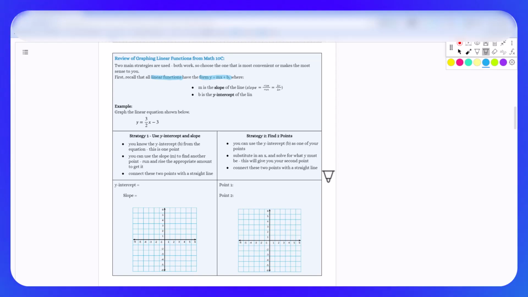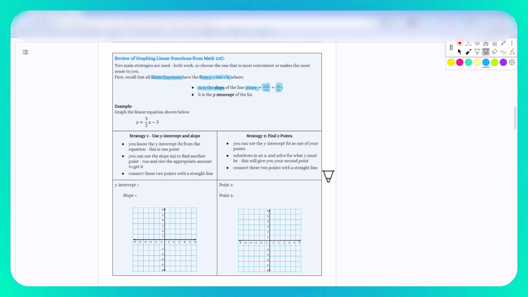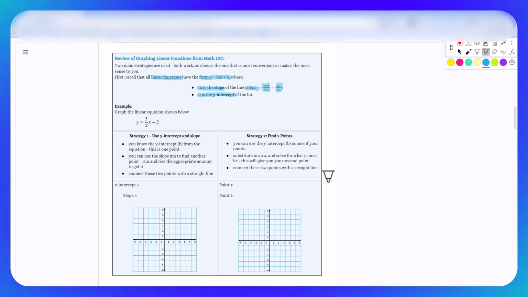Now recall that m is the slope of the line. And remember, the slope can equal the rise over the run, the change in y over the change in x. And b is the y-intercept of the line, and that's where it crosses the y-axis. So for an example, we're given the graph of a linear equation shown below.